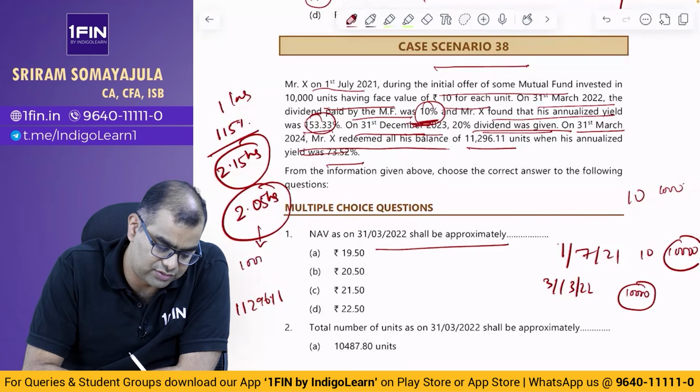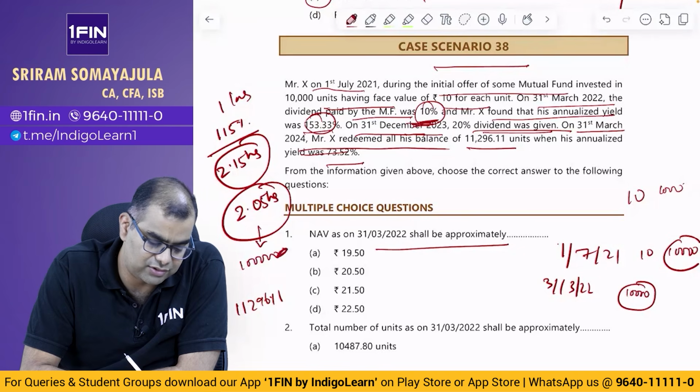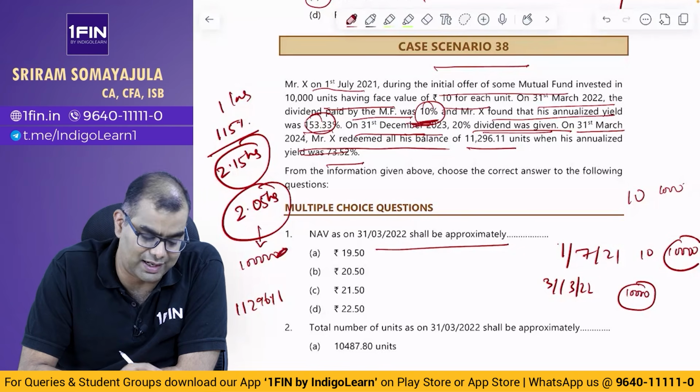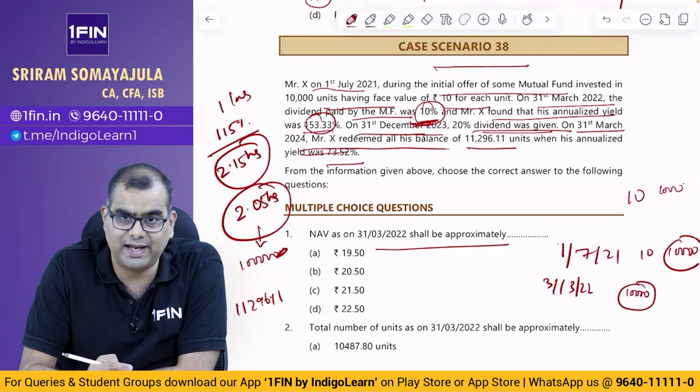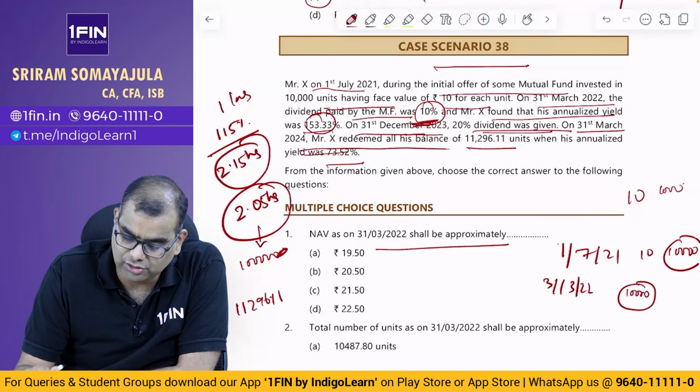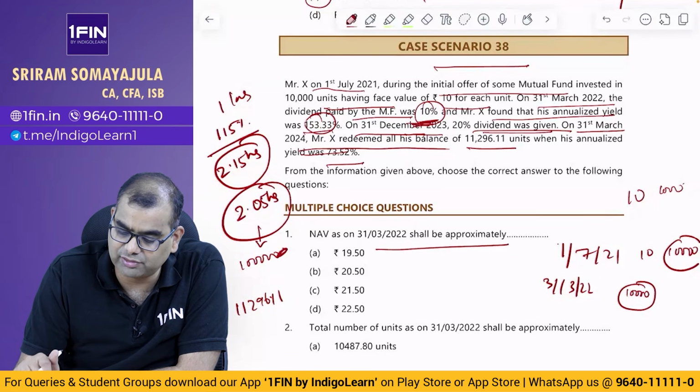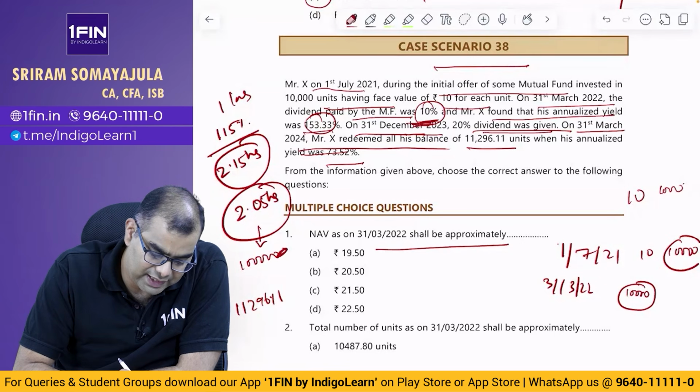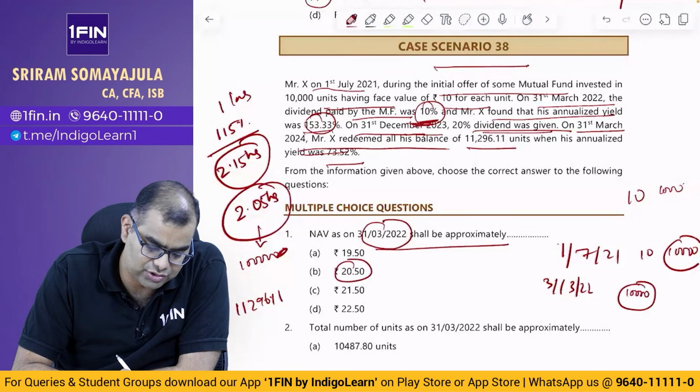He invested 10,000 units. Now if you invested 10,000 units at 1 lakh and it became 2.05 lakhs, what is the value per unit? 2,05,000 divided by 10,000 will be 20.5. So the NAV on 31st March 22 is 20.5.